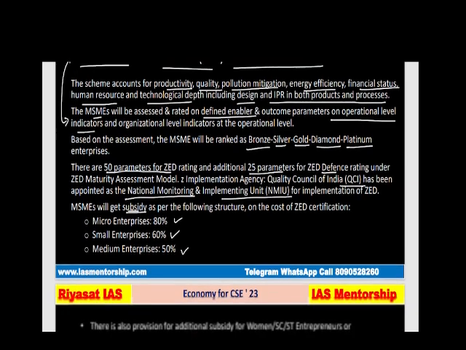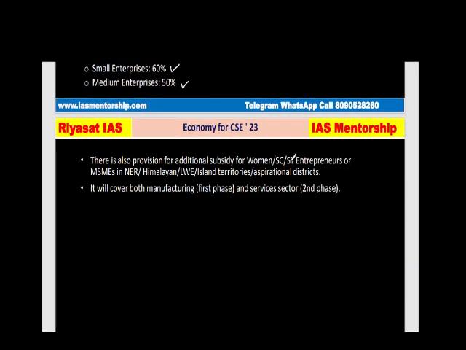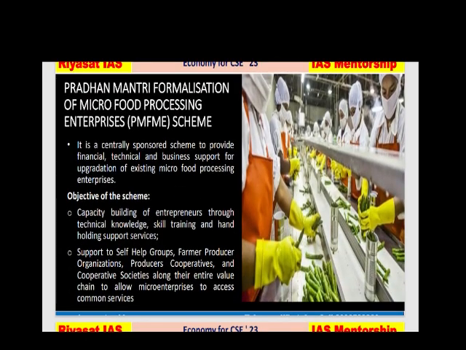Clear? There is provision for additional subsidy for women, SC/ST entrepreneurs also in MSME if they are having, and in the North East region, Himalayan region, Island Territory, Aspirational Districts, etc. It will cover both manufacturing in the first phase and service in the second phase. Clear? Fine. Next topic is Pradhan Mantri Formalization of Micro Food Processing Enterprises Scheme.